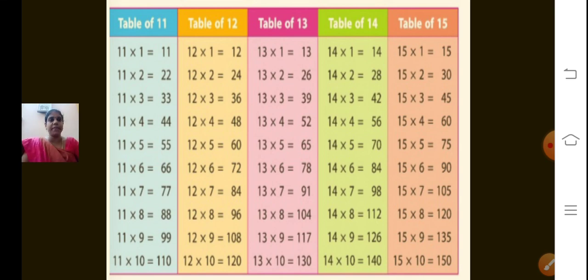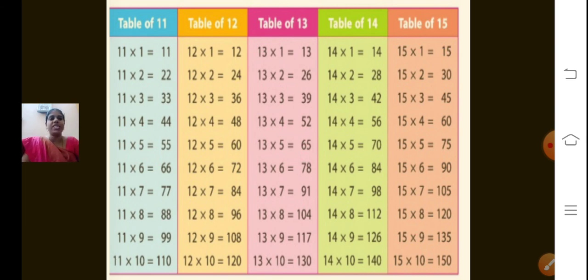I'll repeat it one more time. 12 ones are 12. 12 twos are 24. 12 threes are 36. 12 fours are 48. 12 fives are 60. 12 sixes are 72. 12 sevens are 84. 12 eights are 96. 12 nines are 108. 12 tens are 120.